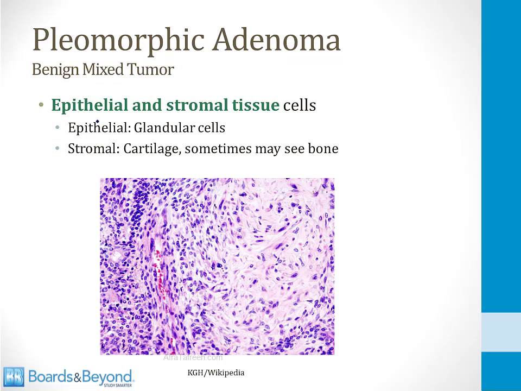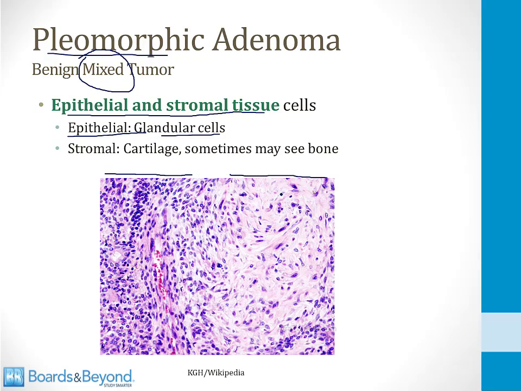The buzzwords you want to know for step 1 regarding this tumor are epithelial and stromal tissue cells. The reason it is called a mixed tumor or a pleomorphic tumor is because it contains a mixture of different cell types. One cell type is an epithelial cell type. These are glandular cells. If you look at this slide on the screen, on the left side of the screen you can see nuclei tightly packed together. Those are the glandular cells. On the right side of this picture there are nuclei that are further apart with lots of tissue between them. Those are stromal cells. They can produce cartilage and sometimes even bone. And characteristically in these tumors you see a mixture of both epithelial cells and also stromal cells.